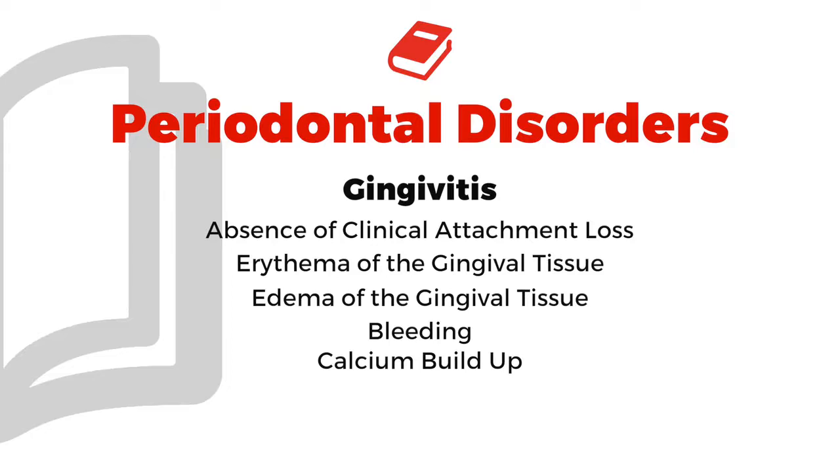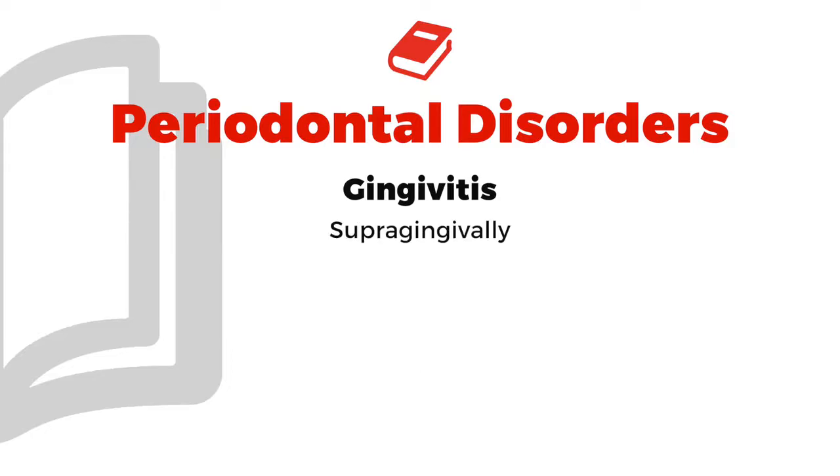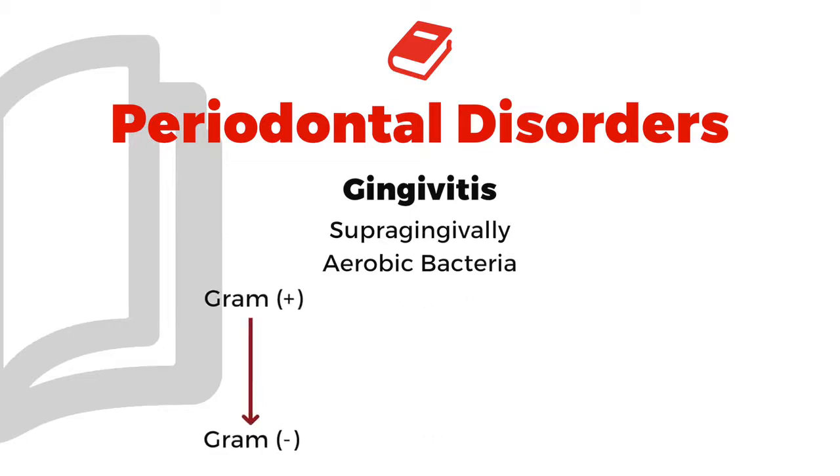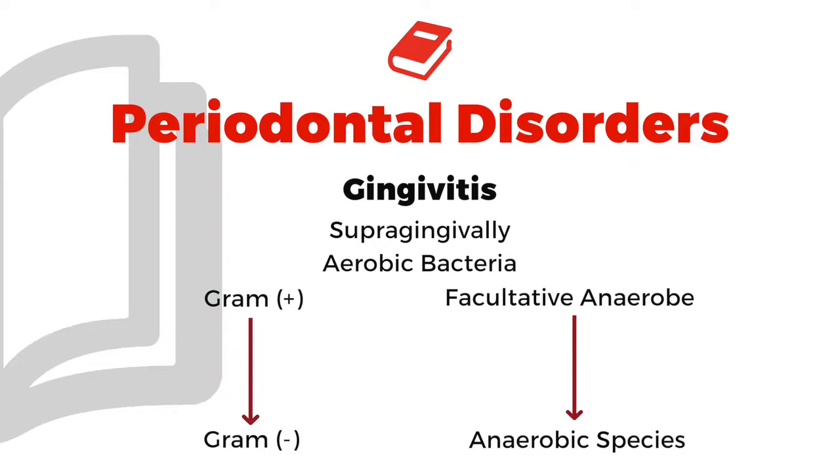So if we talk about gingivitis supragingivally, it usually is an aerobic bacteria, and it usually goes from gram-positive. The farther you go down, it becomes more gram-negative. It starts more as a facultative anaerobe, and then again, the farther it goes down, it becomes strictly anaerobic species. All right, that's what you need to know for gingivitis. All right, let's move on to periodontitis.